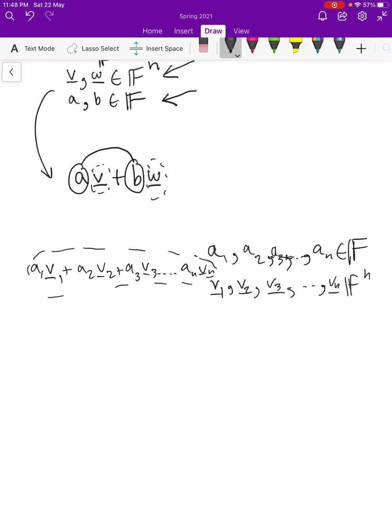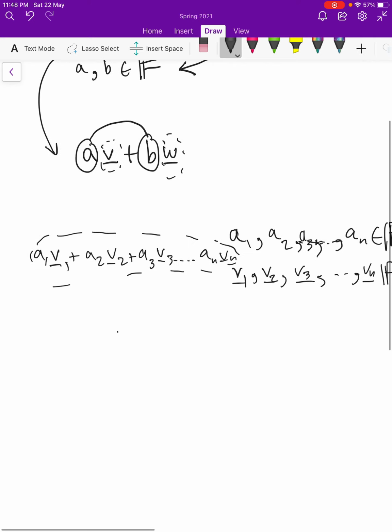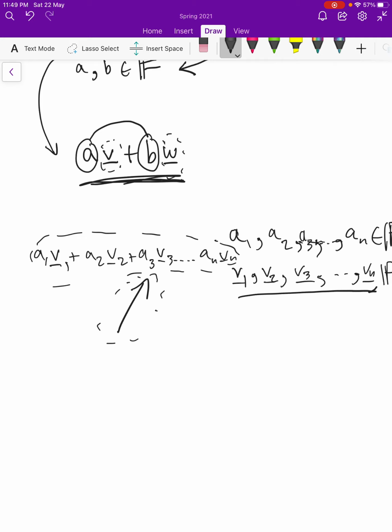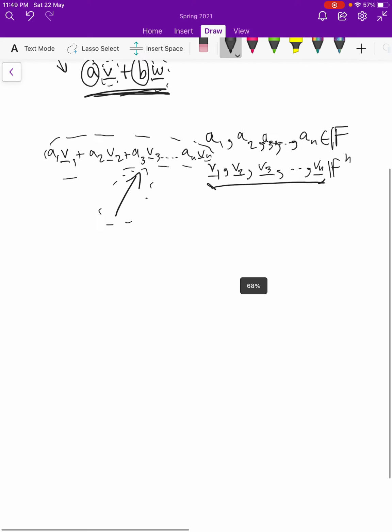I don't think an example is necessary for this, but this is a linear combination. So choosing any a and b would be a linear combination of vectors v and w. Similarly here, this would be a linear combination of all these different v vectors.